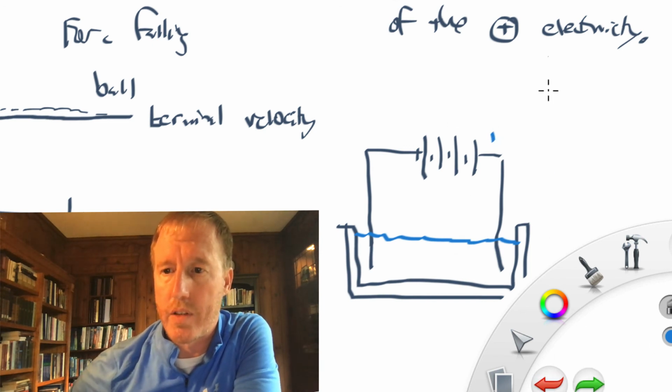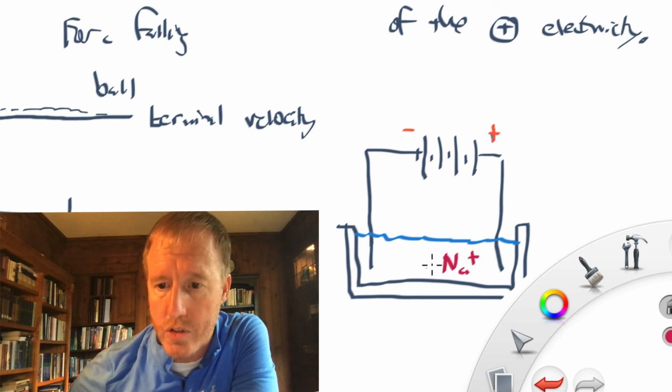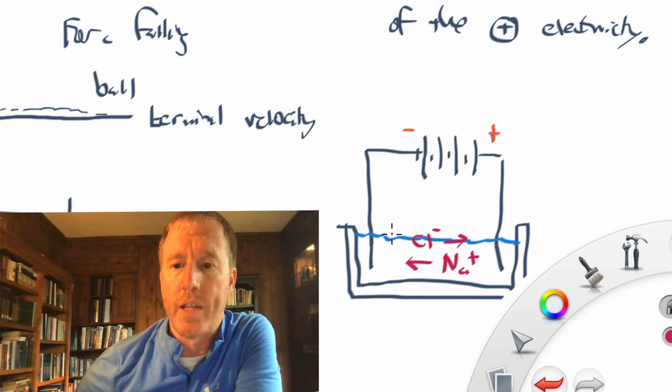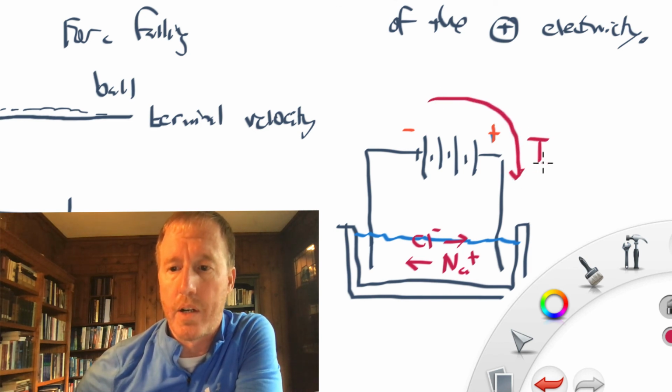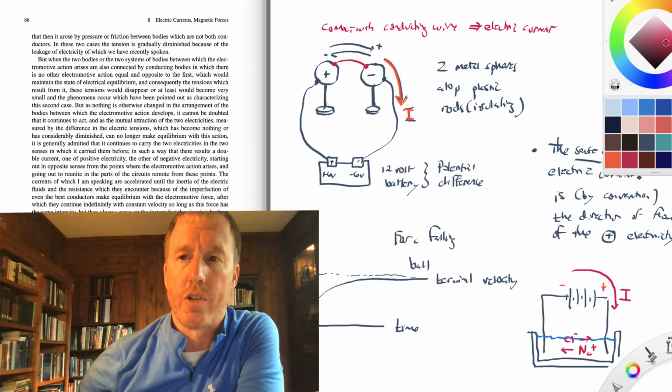Well, in that case, if this is the positive terminal of the battery over here and the negative terminal of the battery over here, you will have the positive sodium ions moving in that direction, and you'll have the negative chlorine ions moving in that direction. So you do have both positive ions moving that way and negative ions moving that way. Okay, so in that case, we still would call this a current in this direction, because by convention, he says the current is flowing in the direction that the positive charges are moving.